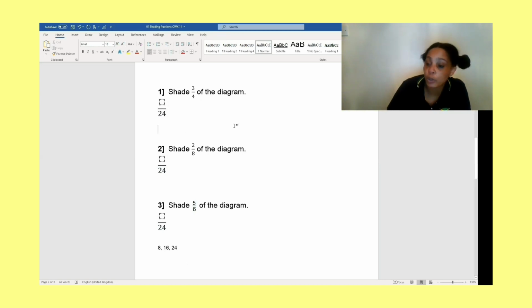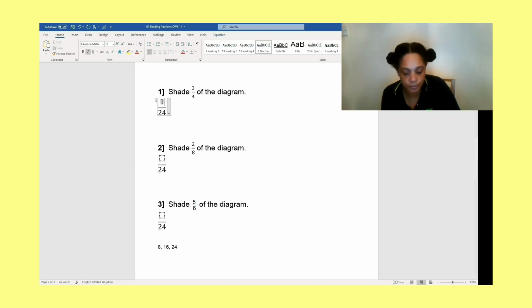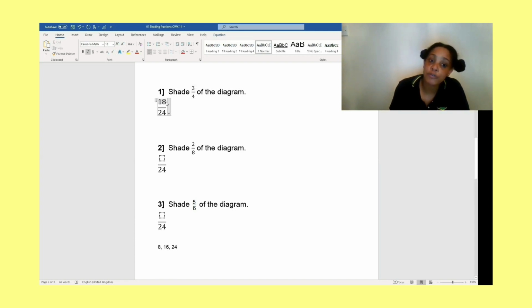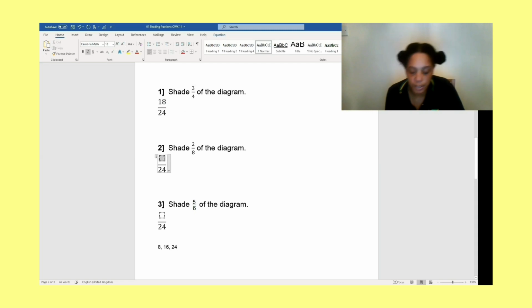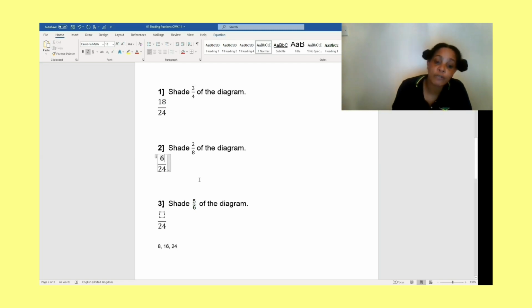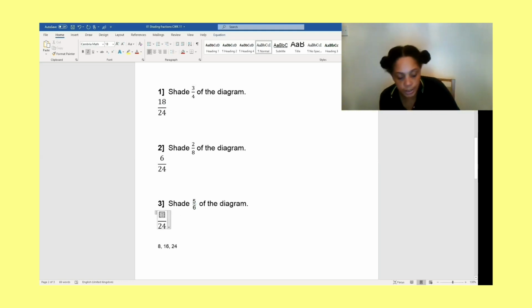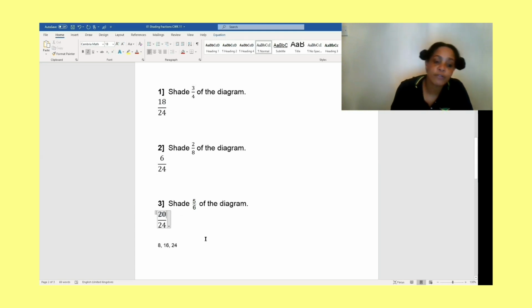Now, we're going to find what our numerator is. Here we have 4 can go into 24 6 times, 6 times 3 is 18. So 3 out of 4 is the same thing as 18 out of 24. 8 into 24 is 3, 3 times 2 is 6. So 6 out of 24 is the same thing as 2 out of 8. 6 into 24 is 4, 4 fives are 20. So 20 out of 24 is the same thing as 5 out of 6.